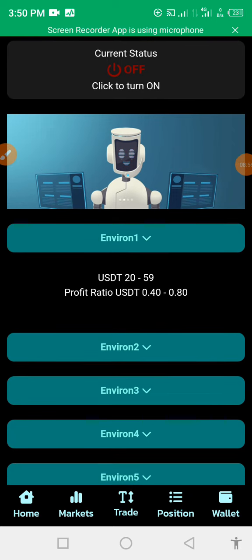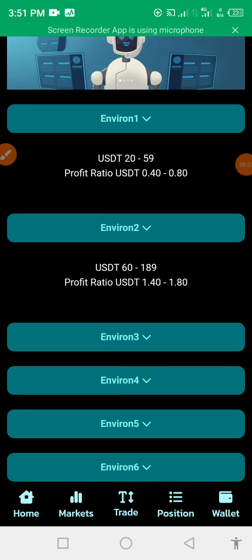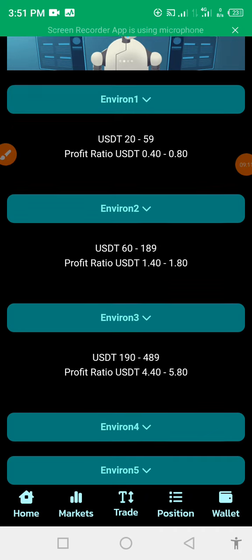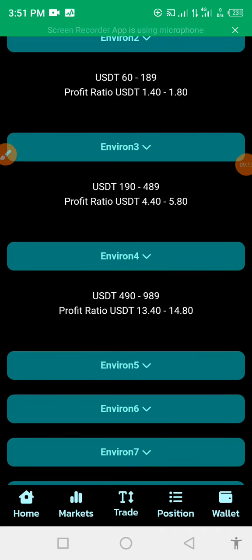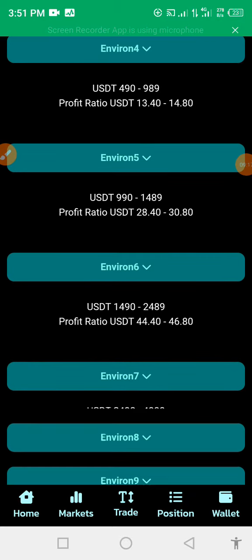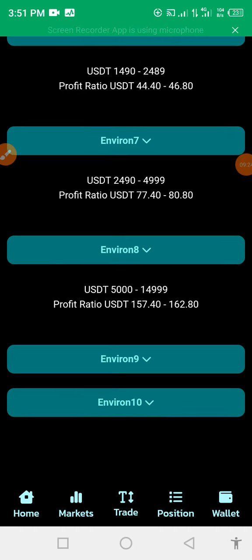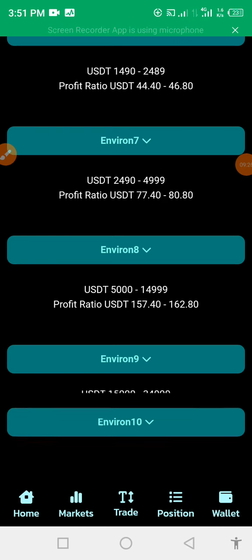The robot will be trading with 20 to 50. The profit is 0.4 to 0.8, and the second level is USDT 60 and above, as you can see. You can just invest according to what you have.